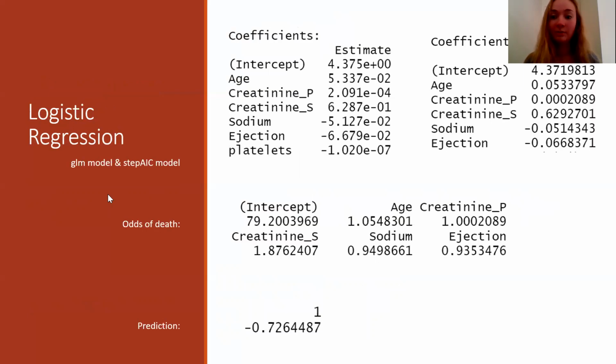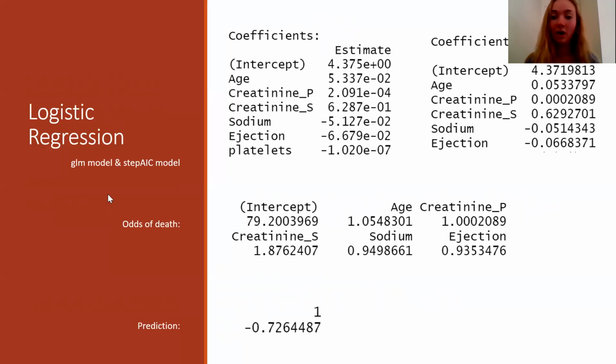And so using logistic regression, I created a model to calculate the odds of dying with the other numeric variables. In the generalized linear model, there were 6 variables, and that's shown in the top left table. After applying the STEP AIC method, the platelets variable was removed for a total of 5 variables, which is the upper right table.